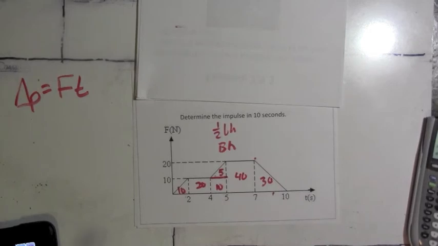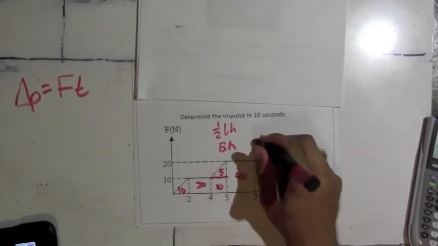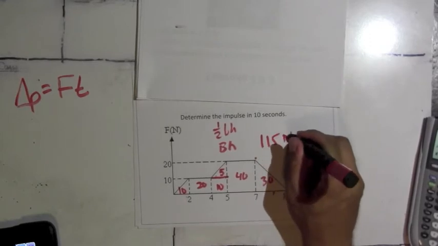So now in order to find the overall impulse, I just have to add these terms together. So 20 plus 10 plus 10 plus 40 plus 30 gives us a value of 110, plus that 5, you get 115 Newton meters.